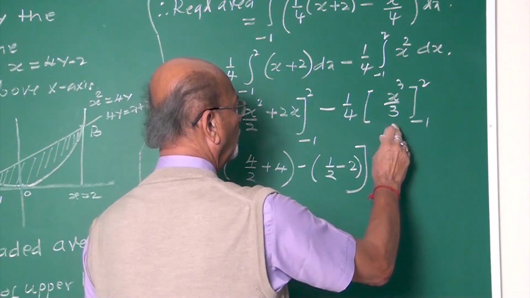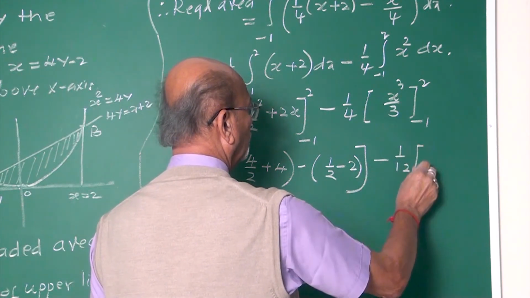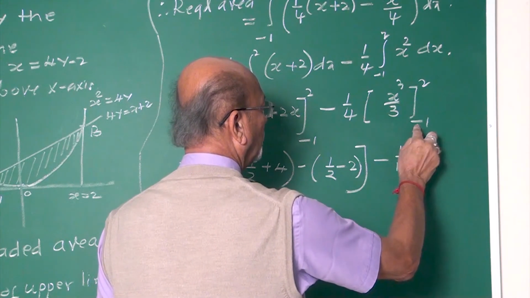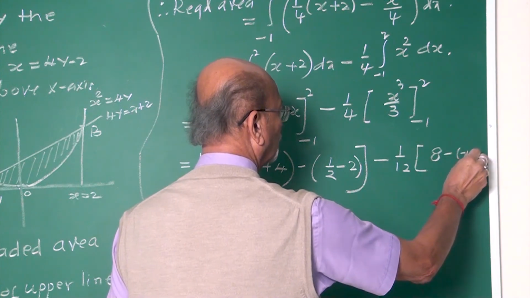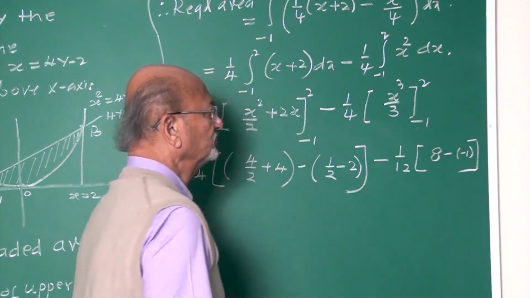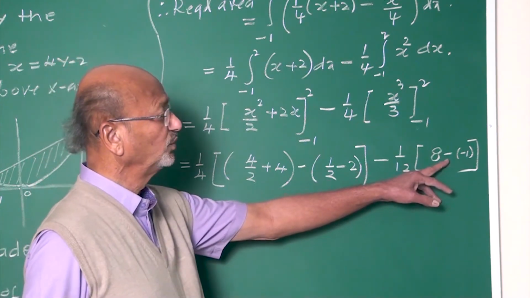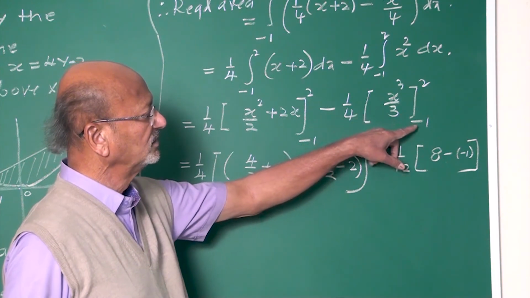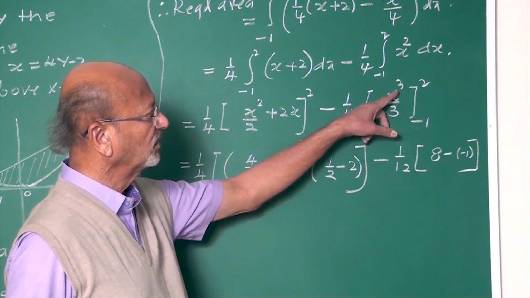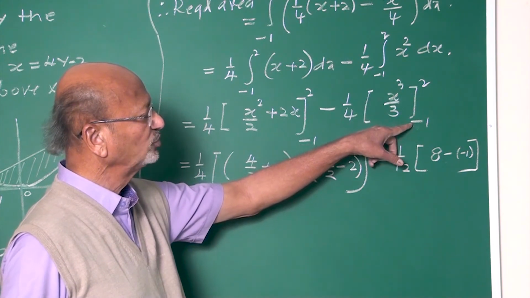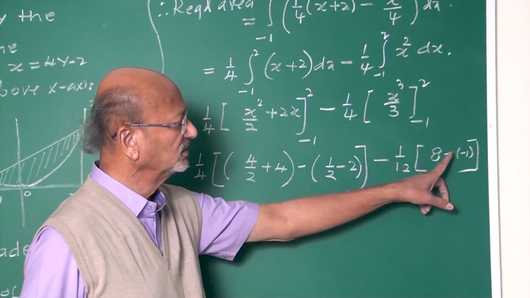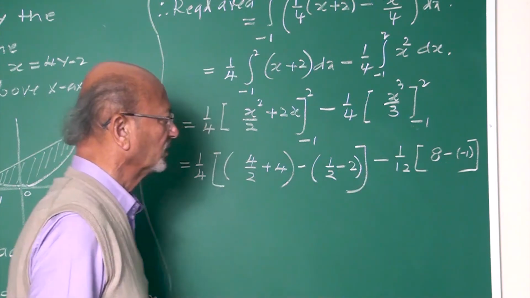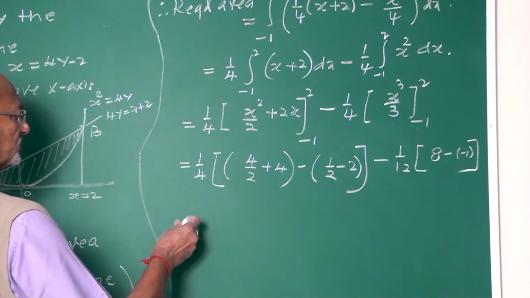Minus 1 by 4 into 1 by 3 is 1 by 12. Put x equal to 2 cube: 2 cube is 8. Minus 1 whole cube is minus 1. Here, sometimes we make a mistake. X cube, 2 to the power 3, 8. Minus 1 to the power 3, the power is odd, and a negative to the odd power is minus 1. This is upper minus lower. Lower is minus 1. Simplify this, my friends.